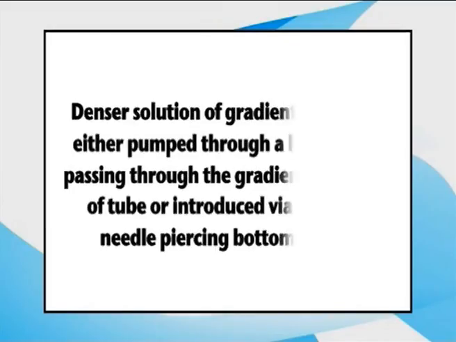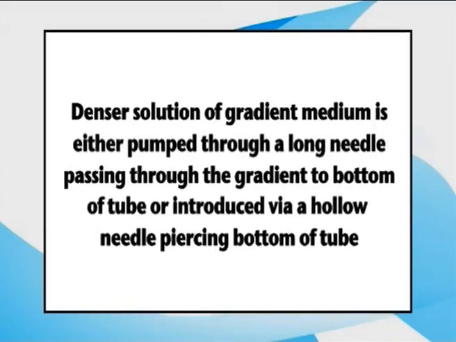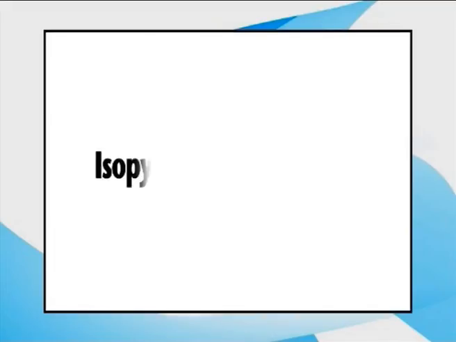A method of choice for most applications is upward displacement. A denser solution of the gradient medium is either pumped through a long needle passing through the gradient to the bottom of the tube or introduced via a hollow needle piercing the bottom of the tube. The gradient is displaced upwards and the fractions are removed in sequence using a pipette or syringe.